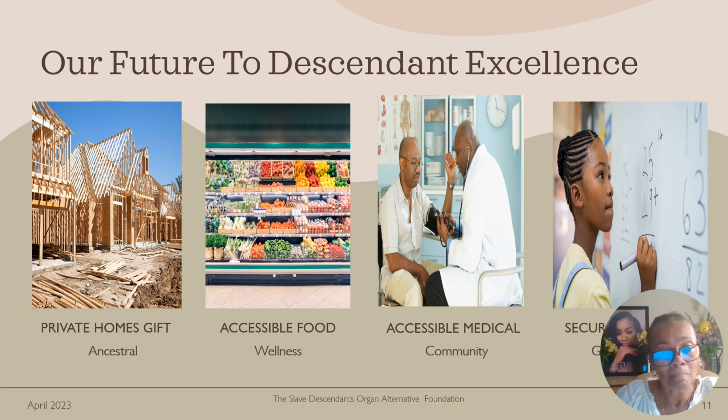So, as descendants, being able to organize and use the grants from our organs that are donated, we should be able to get homes, private homes built for ourselves, for those that need a home, slave descendants. We should be able to have grocery stores, accessible food with the grants from our organs, close to $5 million a body.